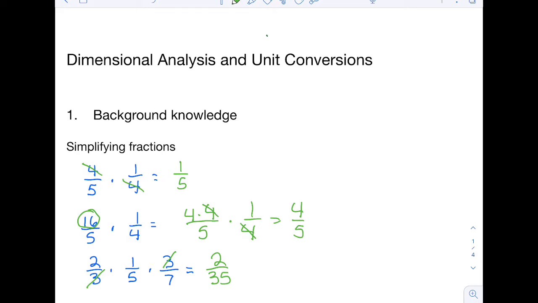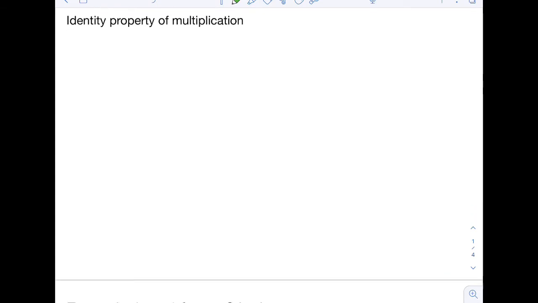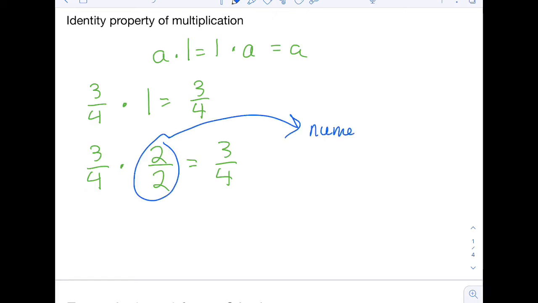The second piece of background knowledge to remember is the identity property of multiplication. Recall that if I take a number and multiply it by 1, it doesn't change the value of that number. So if I take 3/4 and multiply that by 1, I still have 3/4. If I change my 1 to be 2/2, which also has the value of 1, I still have 3/4. I haven't changed the value of the original number. Note the key thing here is that the numerator equals the denominator.